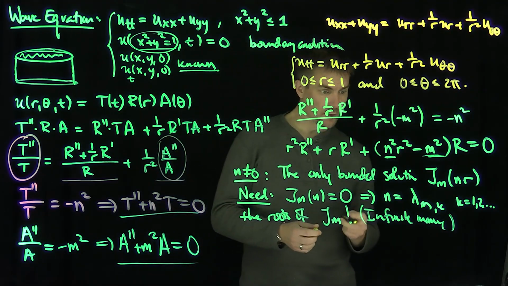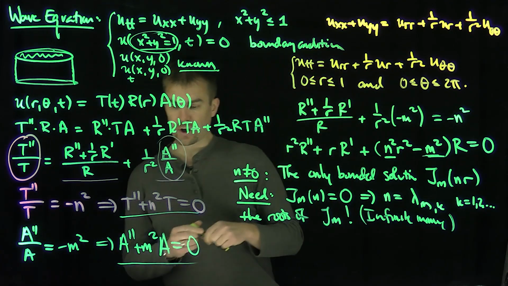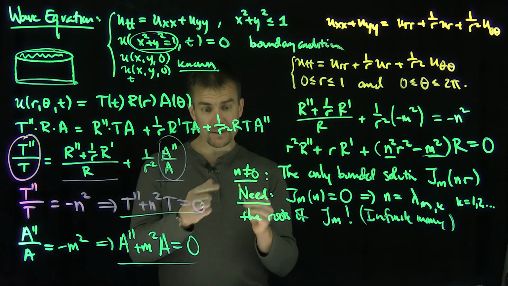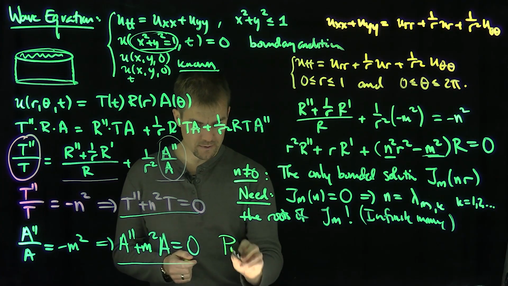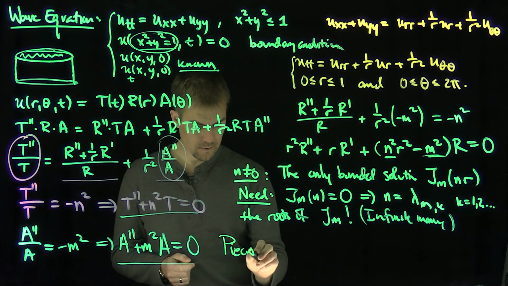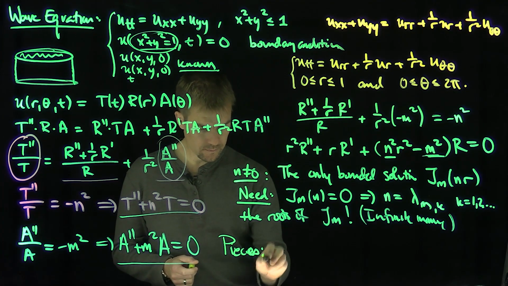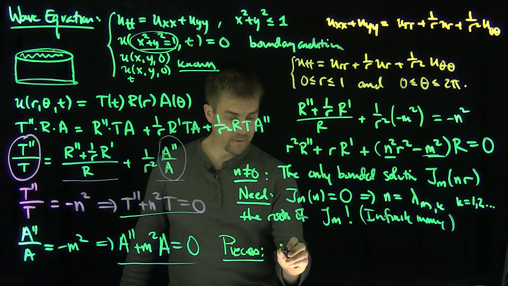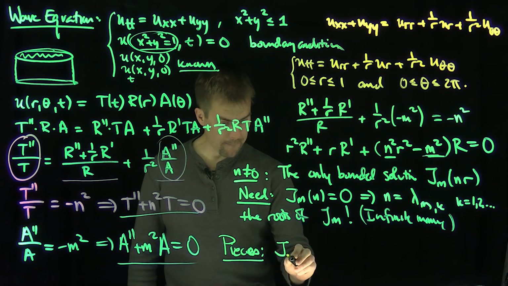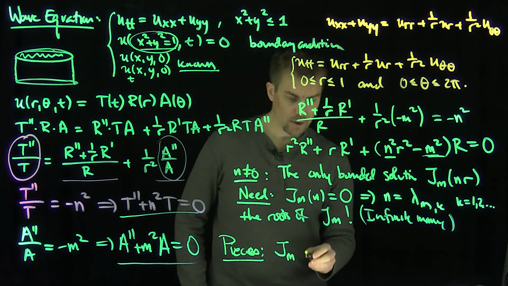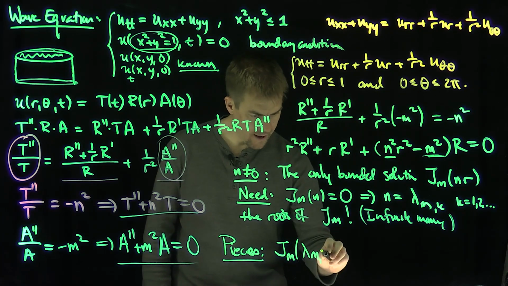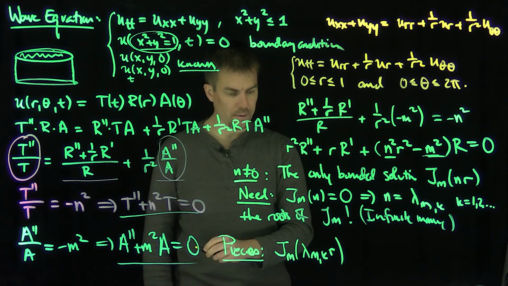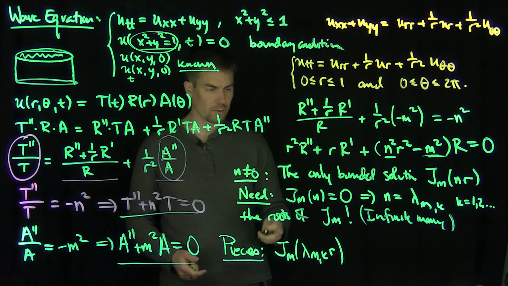So now I have my standard forms of solutions. What's my general solution going to look like? My general pieces of the solution to this boundary value problem are going to have the form Jm of lambda mk times r. Those are the bounded pieces of the radial. Those are the radial solutions.